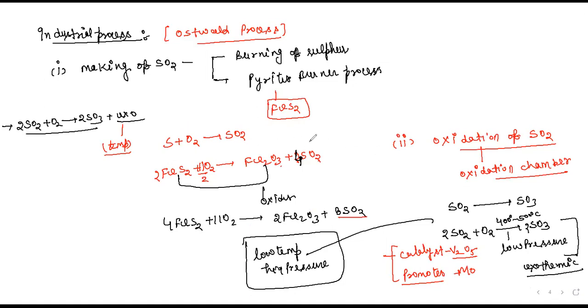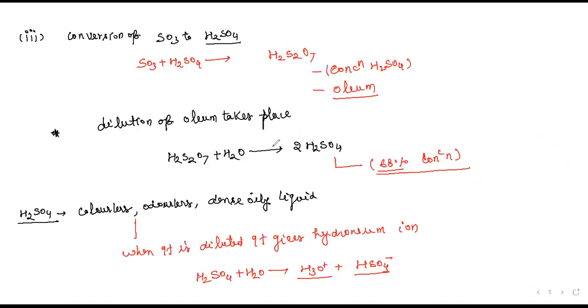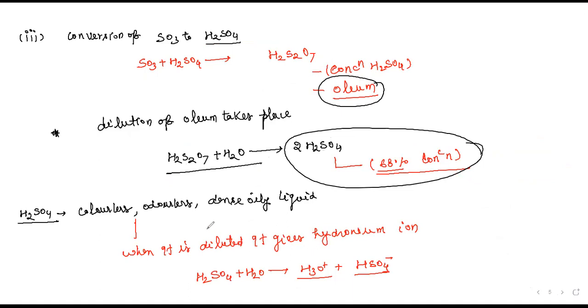So SO2 will be formed, then it will oxidize in the oxidation chamber. Our catalyst is V2O5, the promoter is molybdenum, and this reaction is exothermic by nature, so a low temperature is required for this process. Then conversion of SO3 to H2SO4, then oleum is made. Oleum is concentrated H2SO4. When it is diluted again, we will get H2SO4. H2SO4 is a colorless, odorless, dense, oily liquid. It is an acid, so it releases hydronium ions whenever it comes to water.